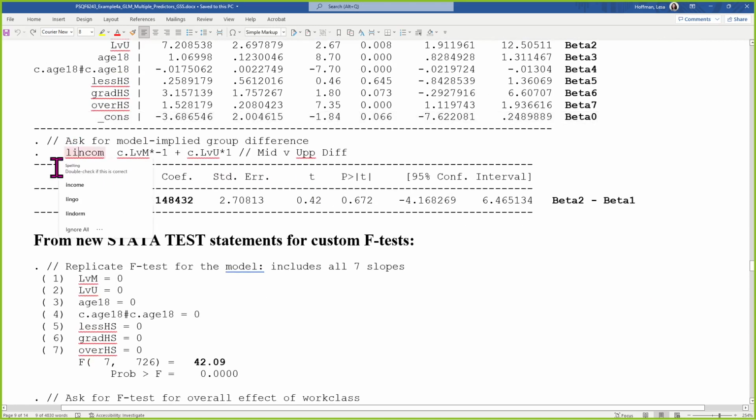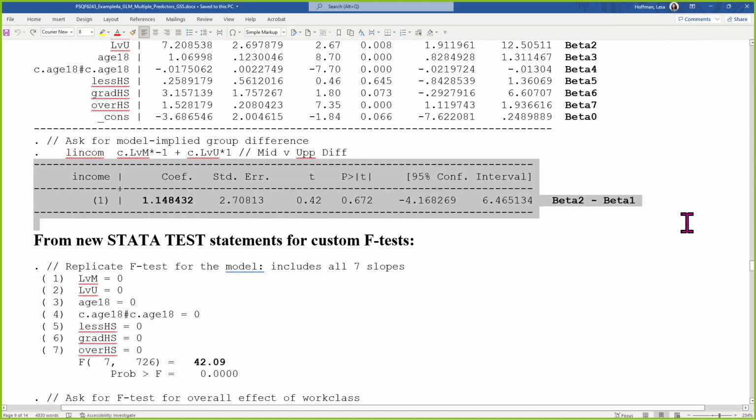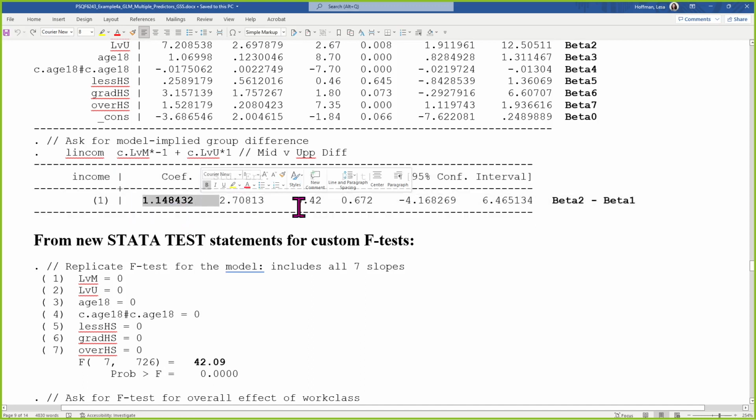Here's the linear combination for the missing pairwise difference, how upper differs from middle. So the 1.2 I did in my head, I was pretty close to that. P-value not significant. Here's the new results.